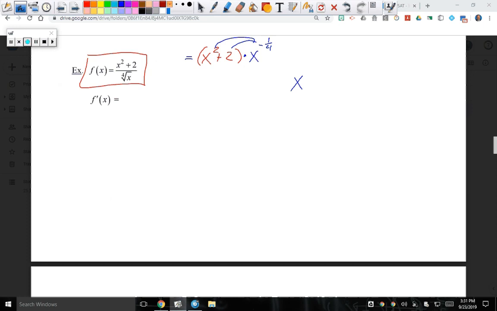Oh wait, it was with parentheses. Do you multiply with parentheses? So here's the thing, guys. Listen. If you're distributing, you're multiplying these, what you're really doing is, let me show you the work, because some of us don't know. We would have x squared times x to the negative 1/4 plus 2 times x to the negative 1/4. So yes, you will add those. You with me? So that's what? 8 over 4? So x to the 7/4.